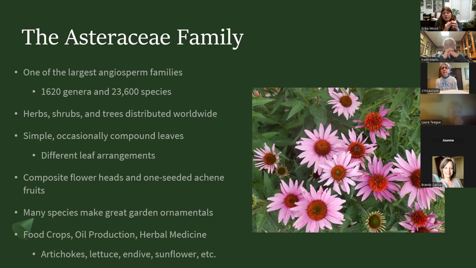Now, when it comes to characteristics of this family, primarily what they have in common is the flowering structure, and we're going to get into that in the next slide. Their leaves, however, generally are going to be more of a simple leaf. There are a few that have a compound leaf structure, but that's not as common. And then there's different leaf arrangements. And so what I mean by leaf arrangements, anything from opposite, alternate, or whorled leaf arrangements. So that can vary a bit.